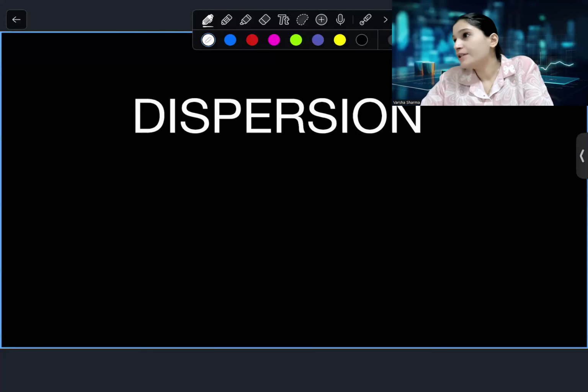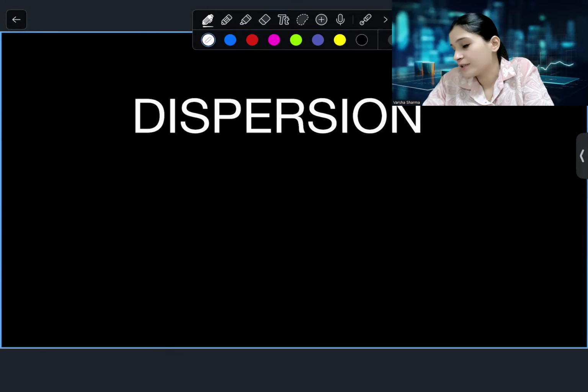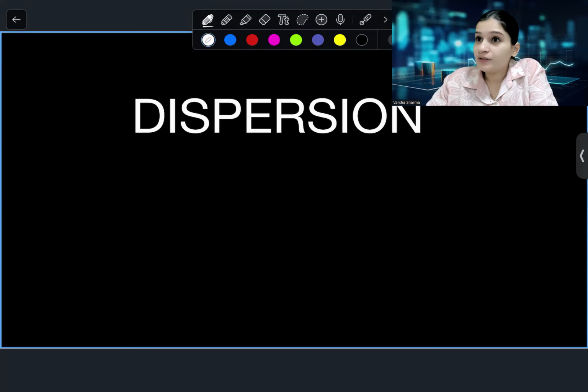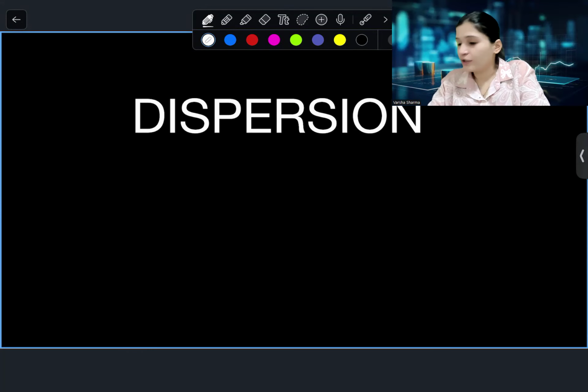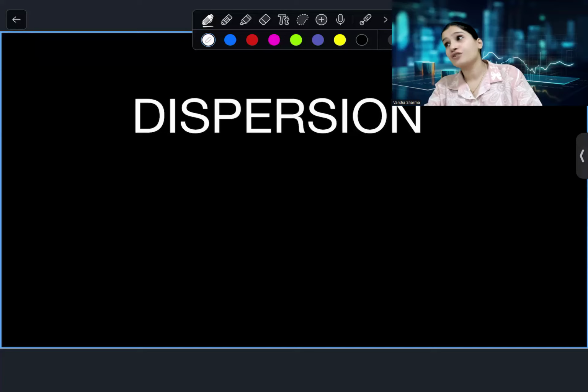Hello everyone. We'll start with the revision of dispersion. Now, dispersion can only be studied if you are well aware of the facts, formulas and concepts of central tendency. Otherwise, we can't do this. Whenever we get statistical data or any table, the first and foremost thing that we calculate is central tendency: mean, median, mode. That's why central tendency is known as averages of first order.